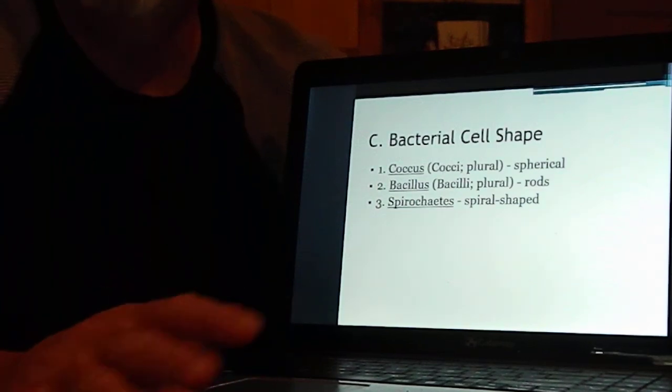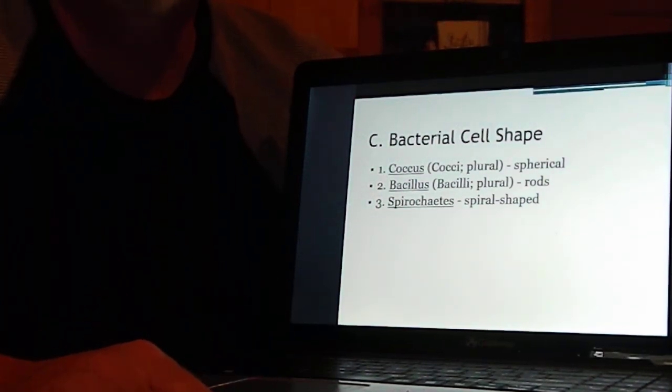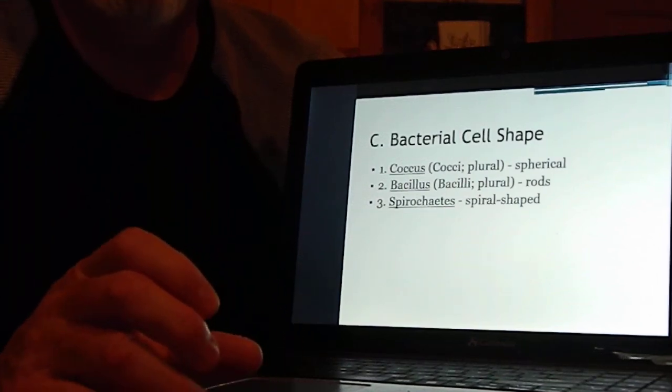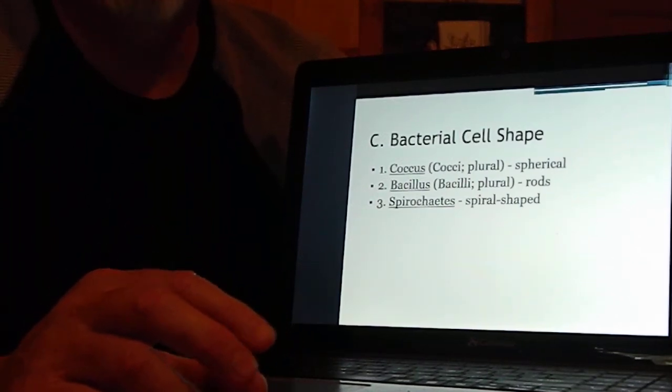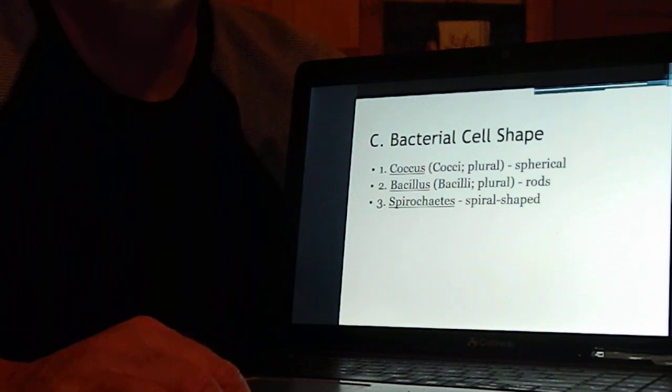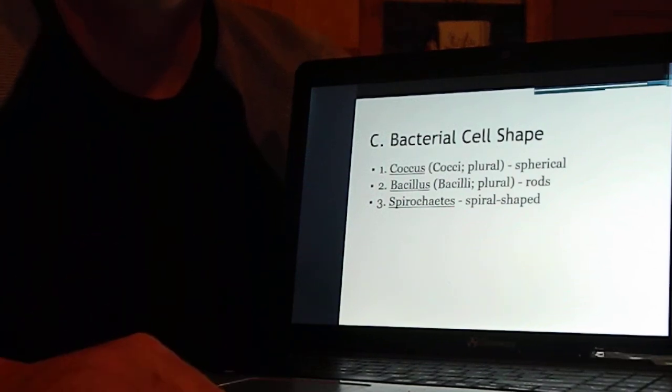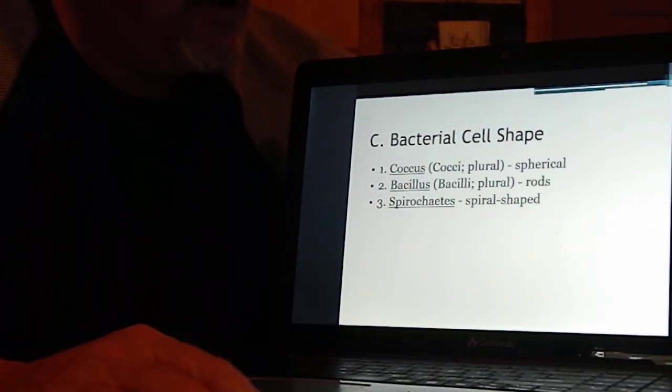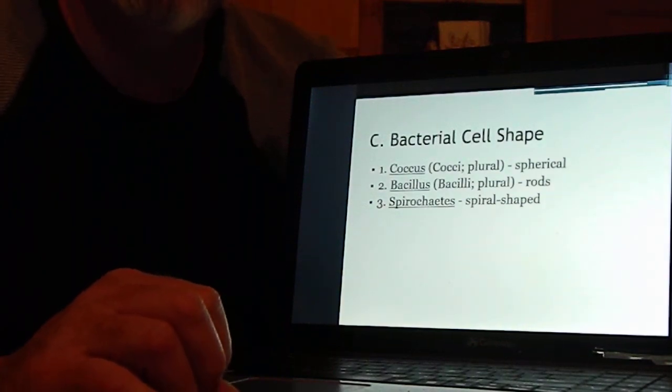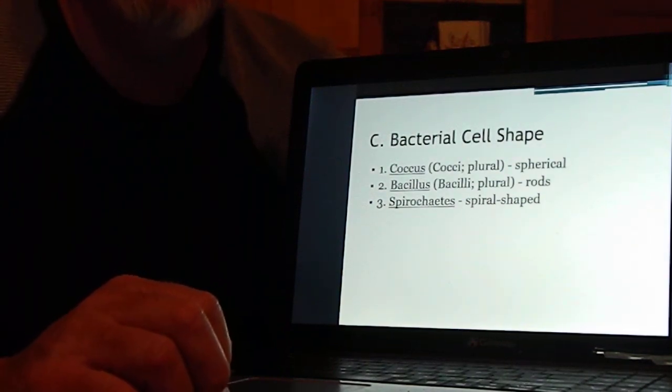Then let's talk a little bit about shapes of cells, of bacterial cells. Some of them are elongate, like an oval shape, and those we call bacilli. Bacilli is plural. Bacillus is a single, and we talk about lactobacillus, right? Lacto milk bacillus, a rod-shaped bacteria. And then there are spherical cells, and these are called cocci or coccus.